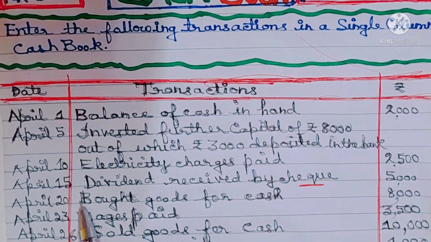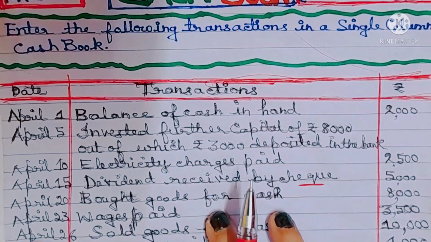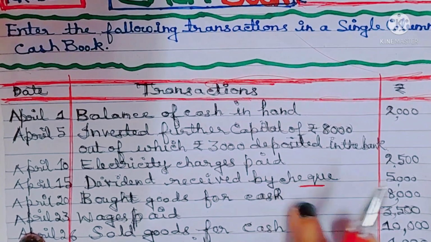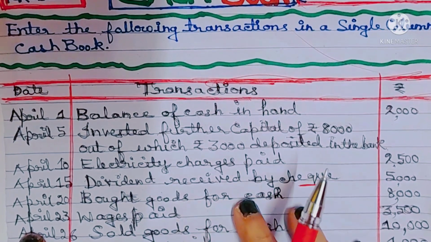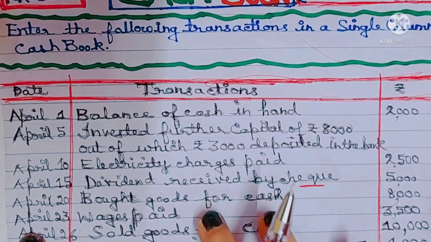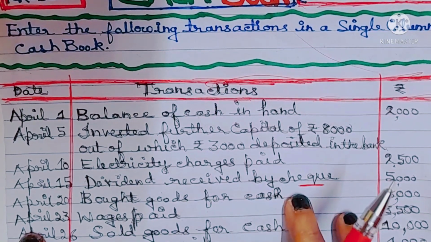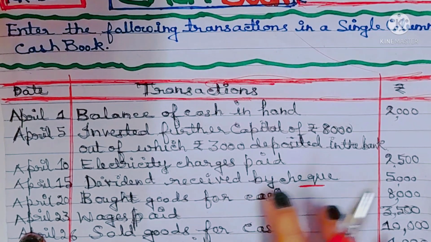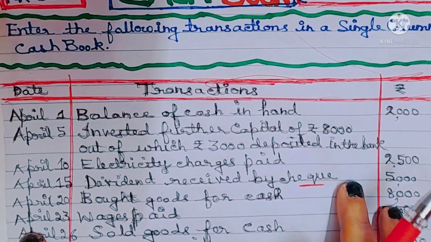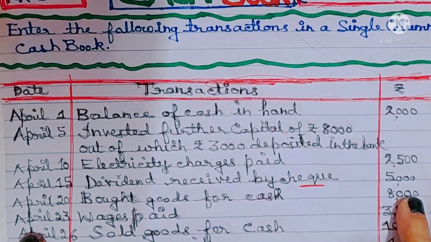The next transaction is on 20th April, bought goods for cash 8000. So what will be the journal entry? The journal entry will be purchases account debit to cash account. I have already told you, ignore goods because goods are purchased for resale. So ignore goods. So purchases account to cash account. So what is the position of cash account? Since cash account is on the credit side, we'll have to write purchases account also on the credit side. So we'll have to write by purchases account in the cash book on the credit side 8000. Okay, so let's write.